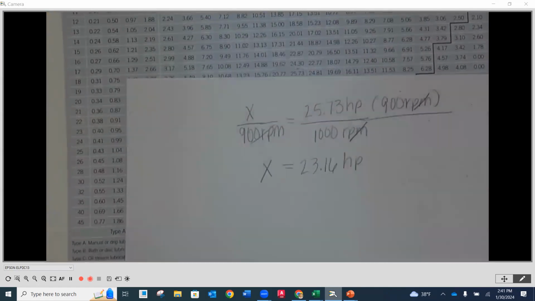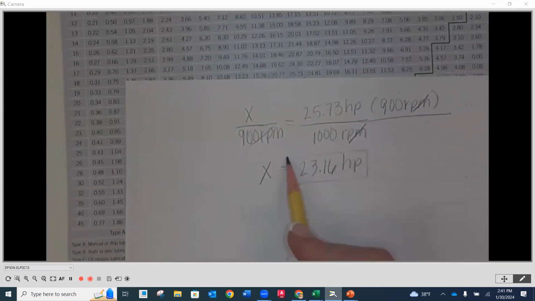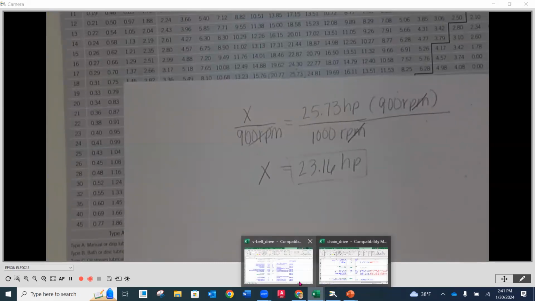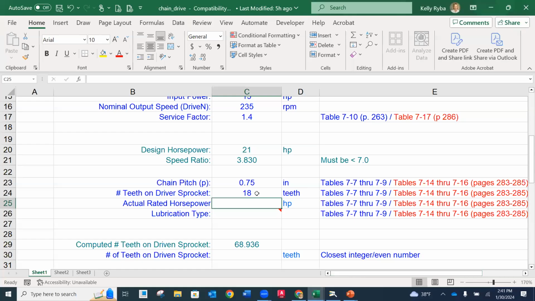23.16 horsepower, right? So that's going to be my number then that I'm going to put in there with that 18 tooth. Does that make sense to everybody? If we were reading and the 900 was directly on there, it happens to be the one chart. All the other two have 900 columns, but we have to do this. So back underneath here, this is going to be 23.16.